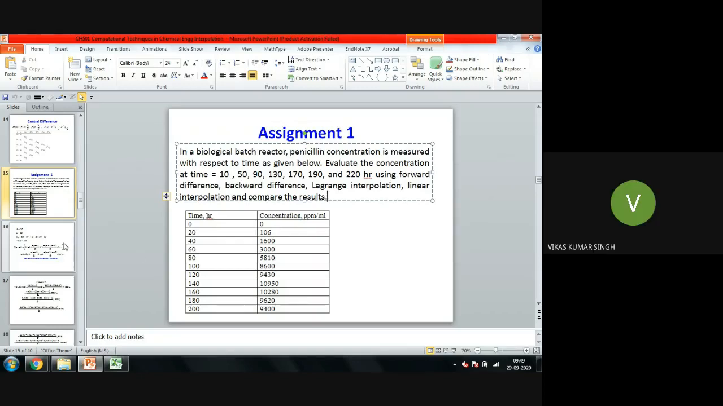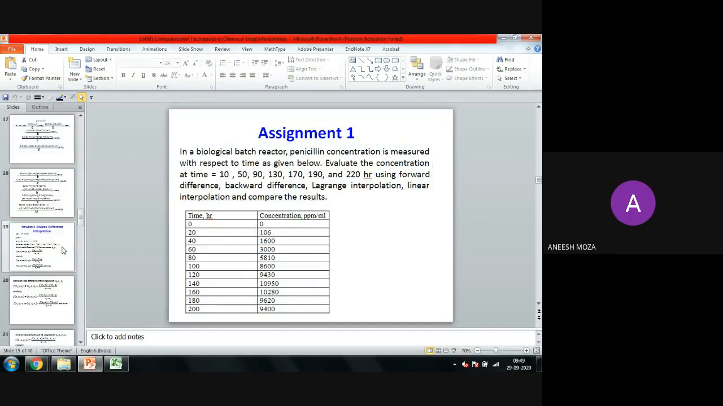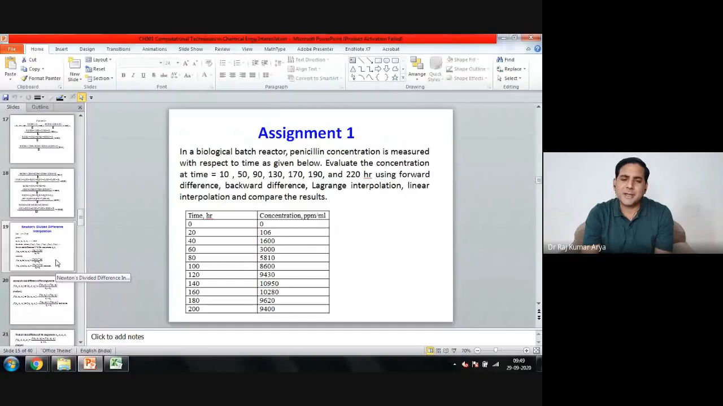Sir, so what will be the answer for T equal to 220? We don't have the concentration for 220. So what? These are the interpolation techniques. They work for interpolation, they work for extrapolation, they work for interpolation and extrapolation. They will calculate it. Don't worry.